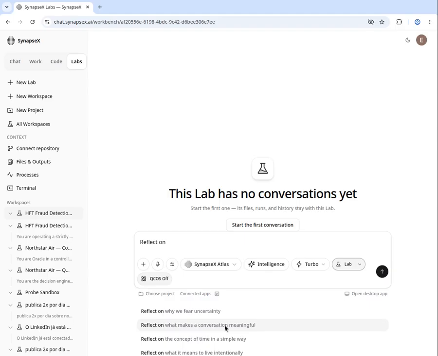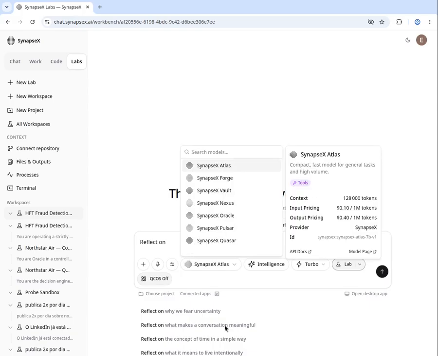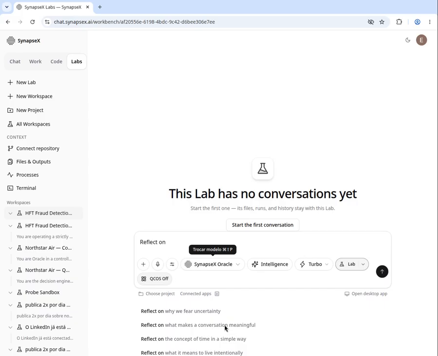The workflow begins in Synapse X Labs. A dedicated workspace is created for high-frequency risk detection. Synapse X Oracle is selected for structured reasoning. QCOS is switched on to govern the execution context.